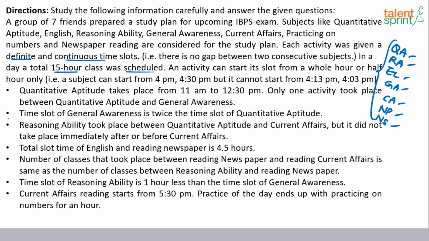And then we have been given 1, 2, 3, 4, 5, 6, 7 clues, right? Like the first one says, quantitative aptitude takes place from 11 a.m. to 12:30 p.m. Only one activity took place between quantitative aptitude and general awareness. Time slot for general awareness is twice the time slot of quantitative aptitude, and so on. So based on these 7 points here, we need to do the complete arrangement. So let's try this out.